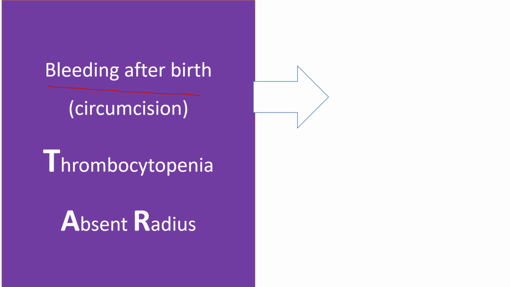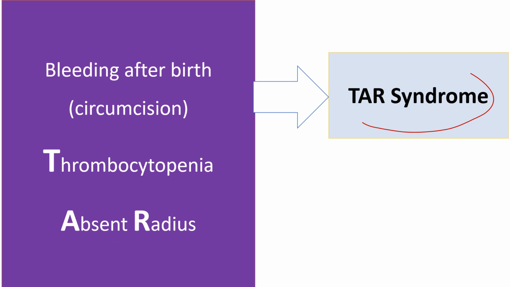Bleeding after birth, for example, after circumcision, thrombocytopenia, absent radius. What is the most likely diagnosis? TAR syndrome.